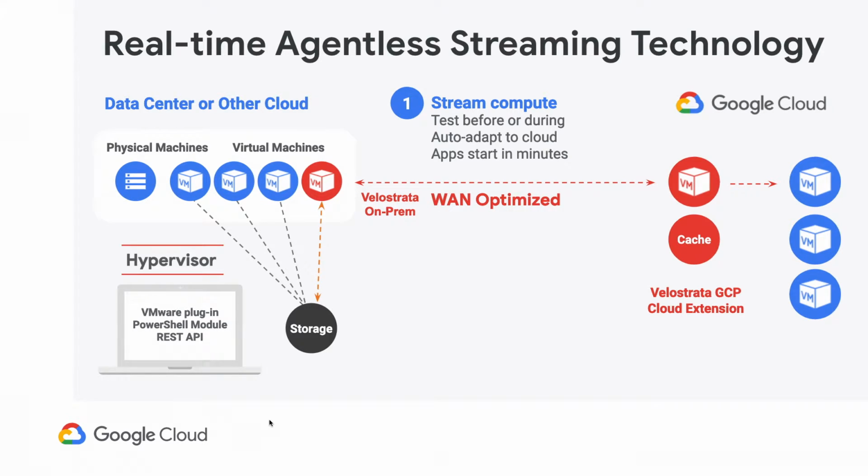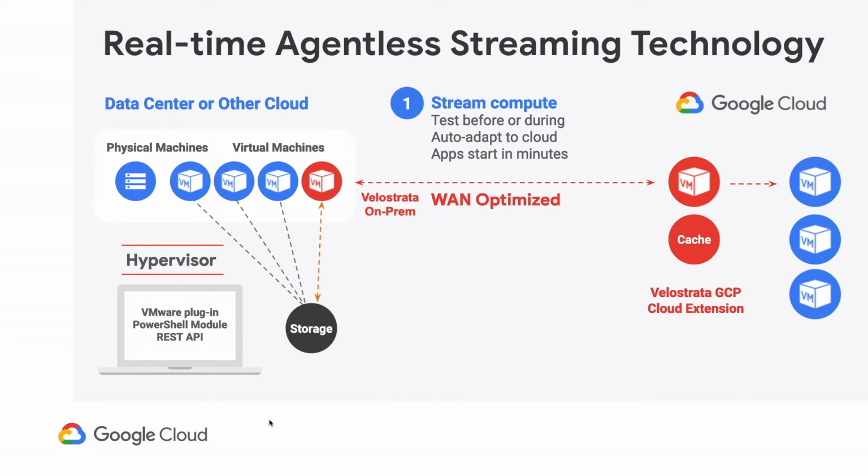Where we initiate the migration is really three steps. The first step is compute migration. The second is storage migration, and the third is detach. In this process, we're going to talk about the compute first. We are streaming the compute agentless. Again, we don't install any agent. Within 10 minutes into the installation, we can have the VM up and running.